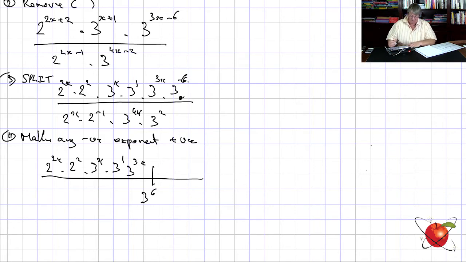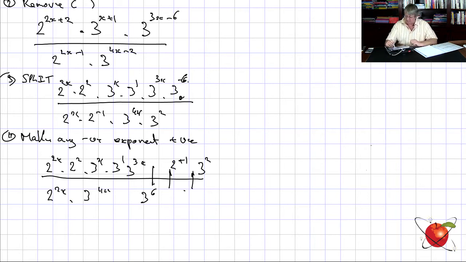Then at the bottom, we had a 2 to the 2x times, we had a 2 to the minus 1. So the 2 to the minus 1 must go up and it becomes 2 to the plus 1. 3 to the 4x. Okay? And we had a 3 to the minus 2. So the 3 to the minus 2 goes up and it becomes 3 to the 2.